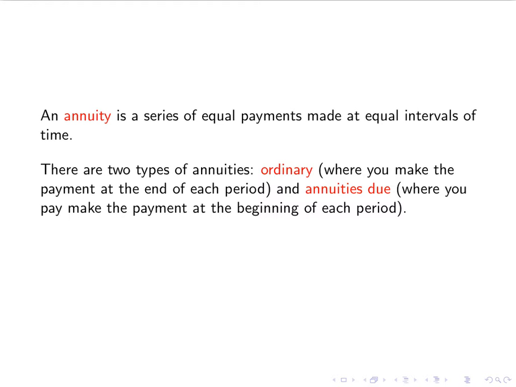There are 2 types of annuities. There is what's called ordinary annuity, which is where you make the payments at the end of each period, and there's annuity due, which is where you make the payment at the beginning of each period. If it doesn't specify whether the payments are at the beginning or the end, you assume ordinary annuity. You assume it's at the end of the pay period because that is what people ordinarily do.